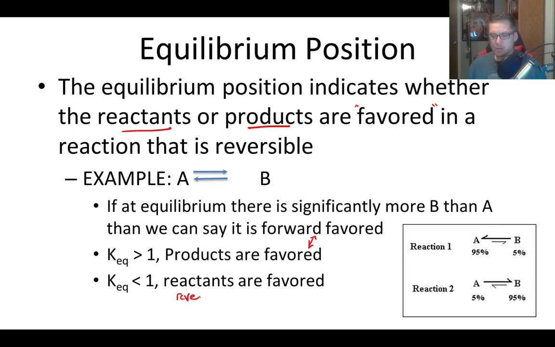Reverse favored, or reactants are favored. Those mean the same thing. You could also see it written kind of like this here, where you've got a big arrow pointing towards the direction it's favored. So in this particular case, notice that A is 95% and B is only 5%. And so this arrow gives us an indication of which side is favored.